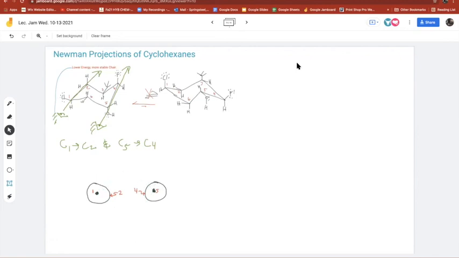If you look at your chair, doesn't 6 look up? It's up compared to 1 and 5. So then, okay, 6 is up. I can do this. I just go up like this. There we go. I got my 6.